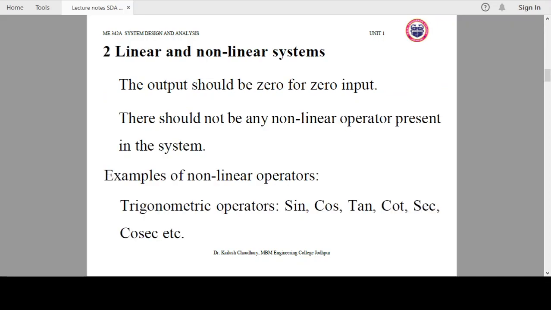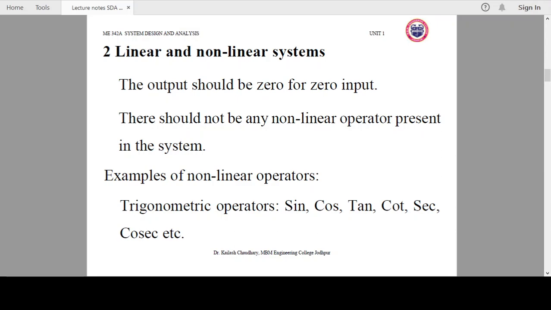Next come the linear and non-linear systems. For linear systems, the output should be 0 for 0 input, and there should not be any non-linear operator present in the system. So if you want to recognize a linear system, the two important conditions are that output should be 0 for any 0 input, and there should not be any non-linear operator present. If your system's mathematical equation has a non-linear operator, then that system becomes a non-linear system.